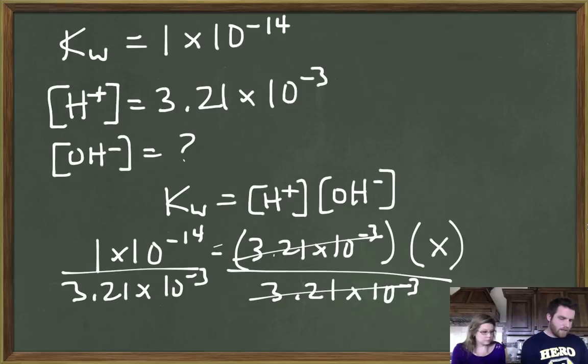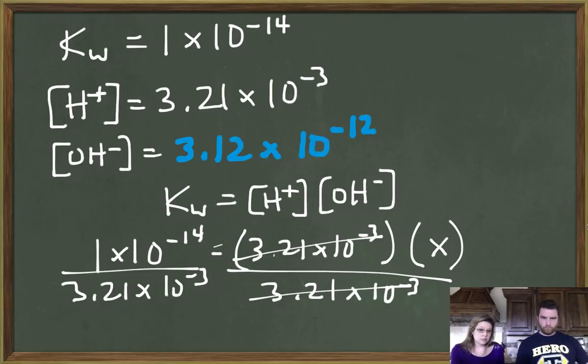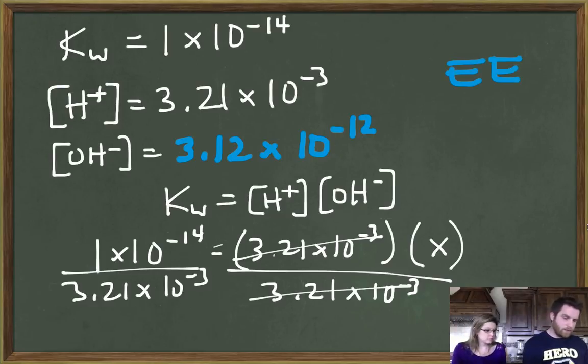So once I carry out that operation, I am going to end up getting my answer right here as 3.12 times 10 to the negative 12. And remember to use your E button. We're doing scientific notation again. That double E button is very important. So when you type it into your calculator, it should look like 1 E negative 14. That's how it should look.